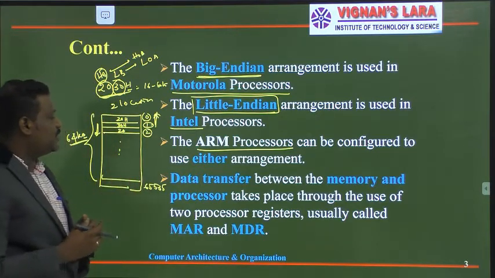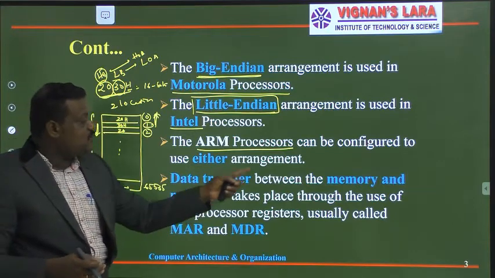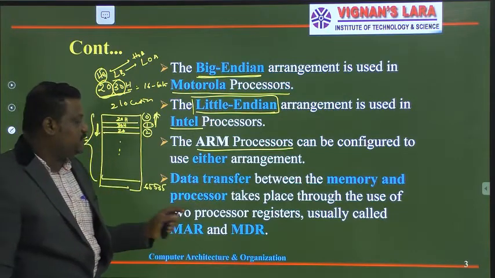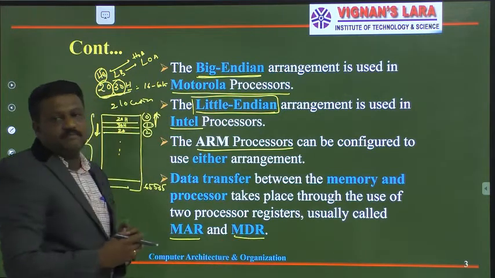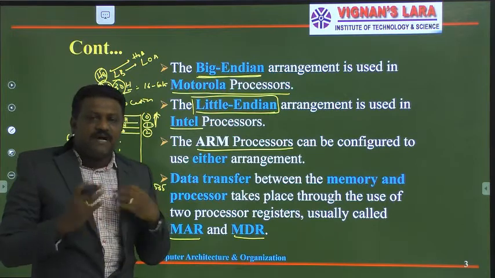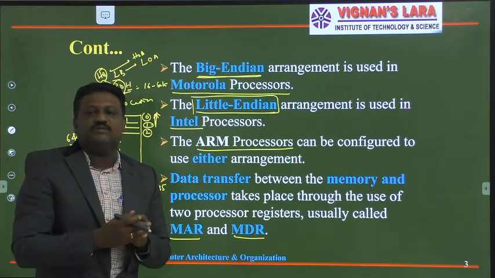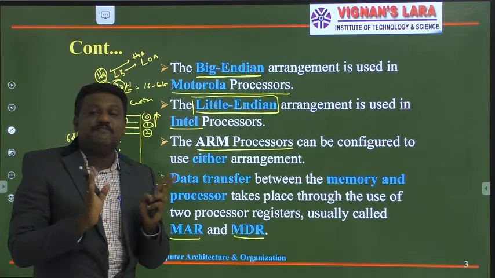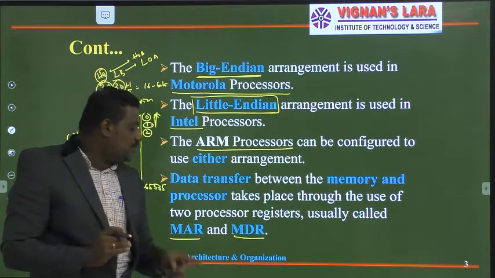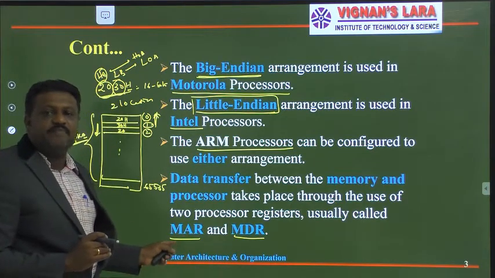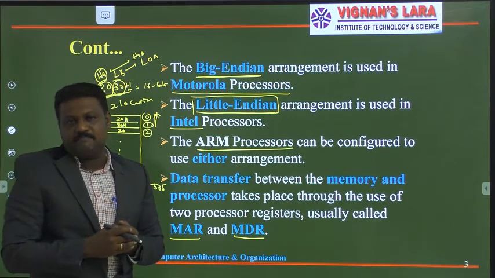And coming to the next point, the data transfer between the memory and the processor takes place through the use of two processor registers, usually called MAR and MDR. So whenever my processor wants to communicate with the memory, two registers of the processor are definitely involved in that entire communication. One is the memory address register, MAR, and the second one is the memory data register, MDR.